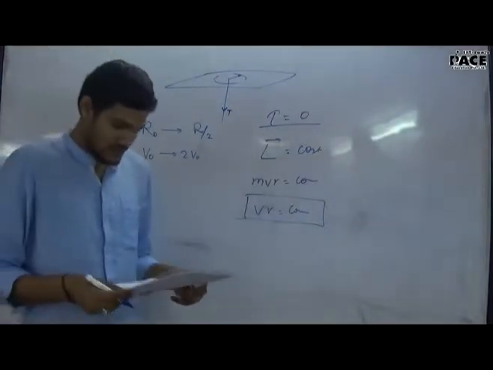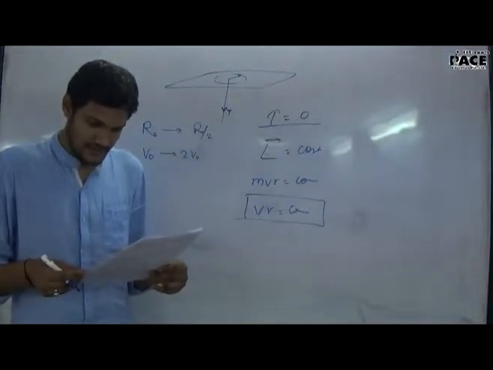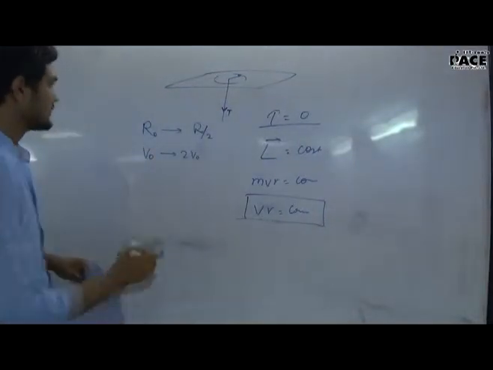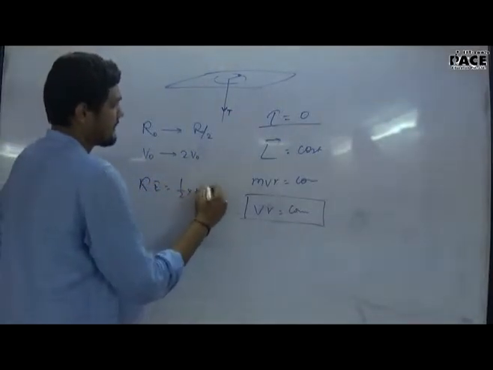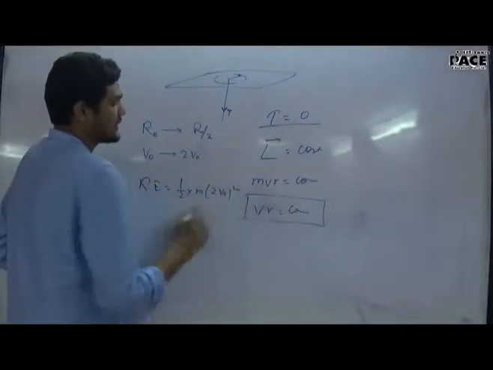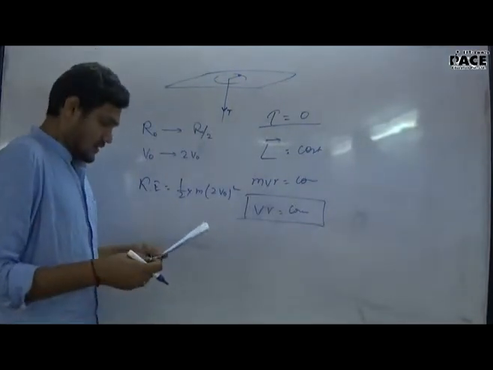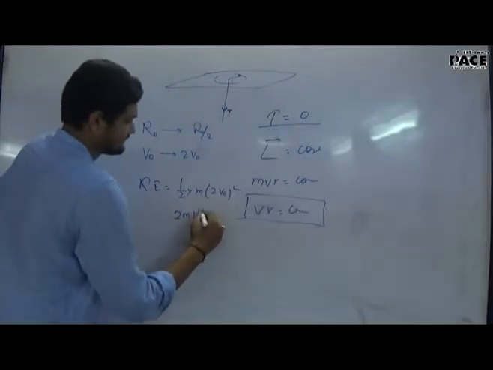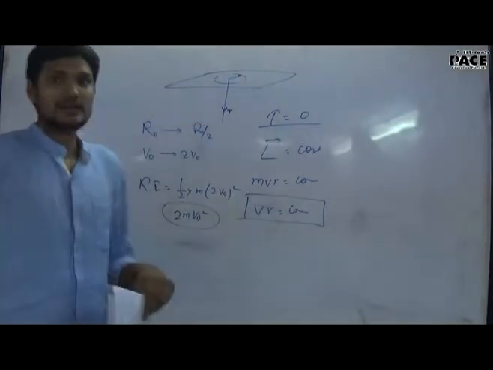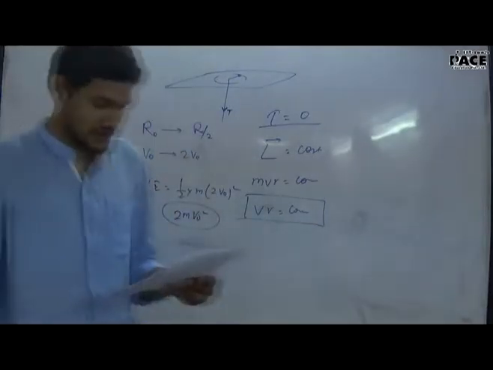Okay. So if the velocity becomes 2 v naught, what is the kinetic energy? The kinetic energy is simply half m into 2 v naught square, that is 2 m v naught square. So option 2 is correct. So for question number 156, option 2 is correct.